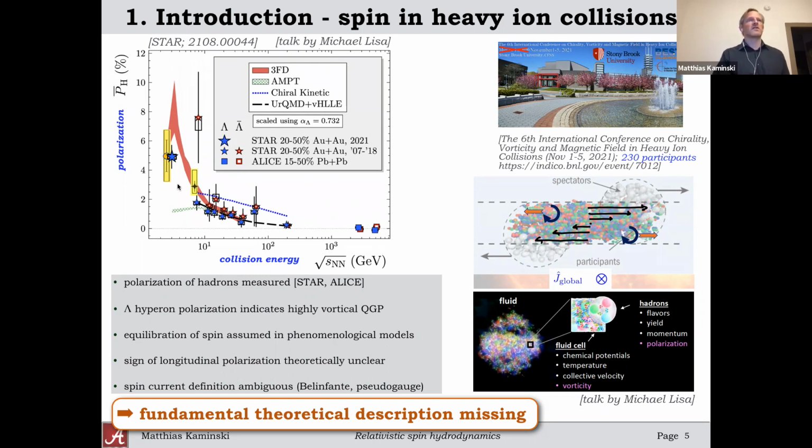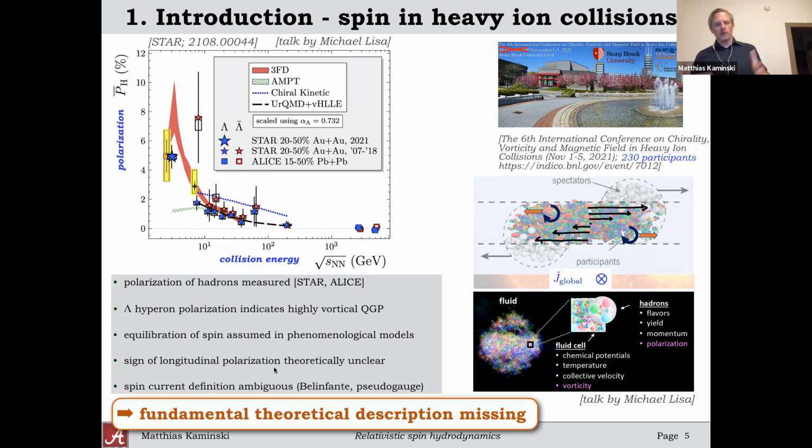But this is interesting, what really happens at low energies. So lots of work has been done in these phenomenological models, and they have gotten much better, and can describe at least part of the data. But there's still a lot of theoretical work needed, because there are still a lot of unclear things. So for example, the sign of the longitudinal polarization is unclear.